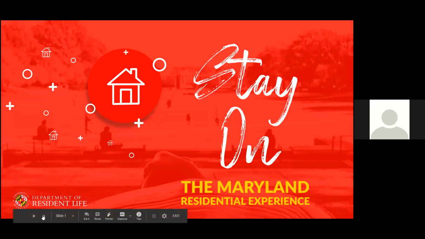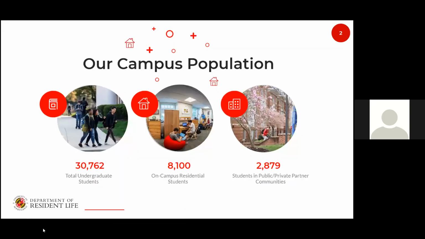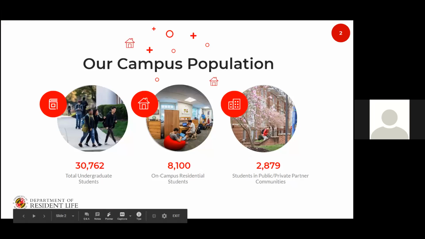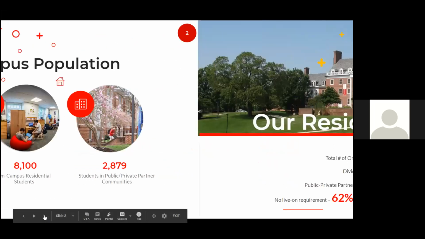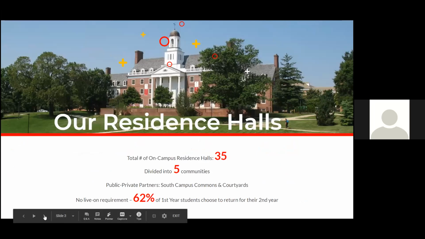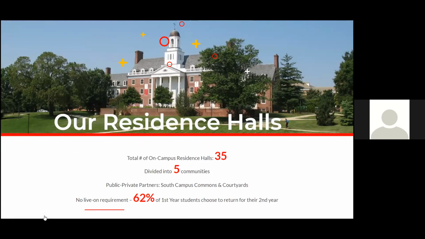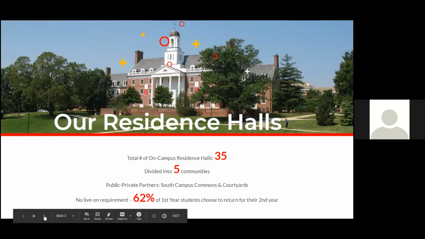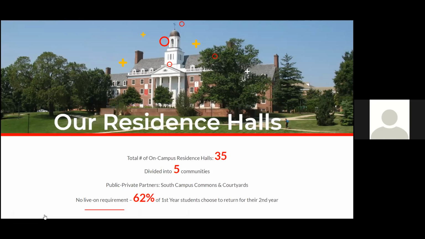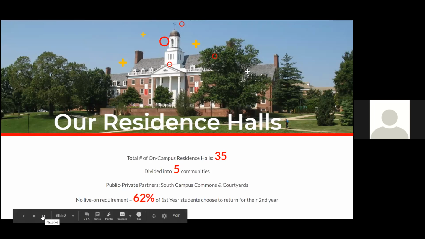Our campus population. We have 30,762 total undergraduate students. We have 8,100 on-campus residential students, 2,879 students in public-private partner communities. We are home to more than 12,000 residents. Our residents represent the culturally rich and diverse campus we call home, with residents hailing from 42 states, including DC, and 48 different countries. Living in the residence halls offers a unique experience of engaging and living with persons who are different from oneself and provides the opportunity to learn about yourself and others.